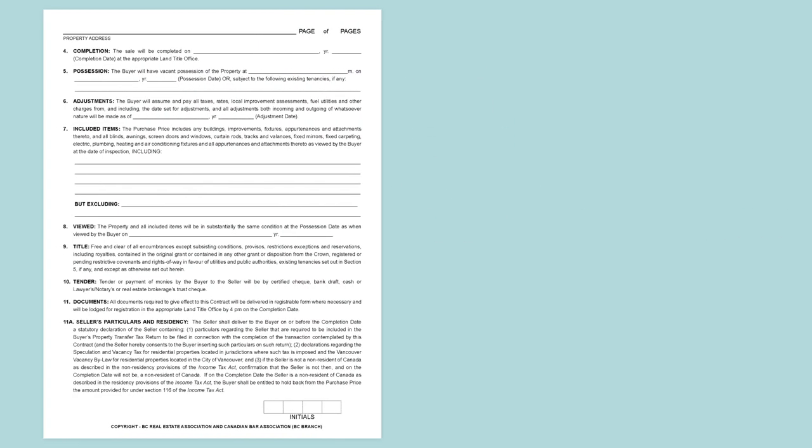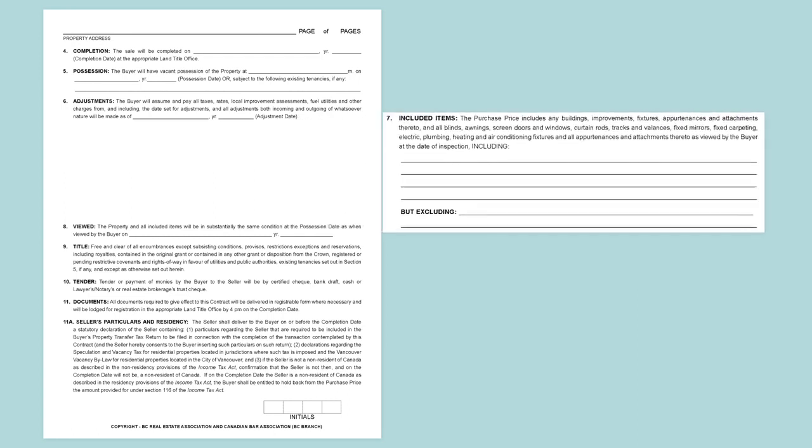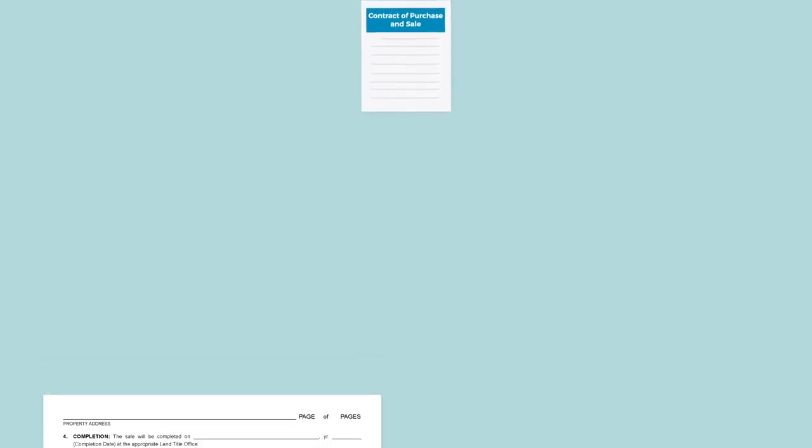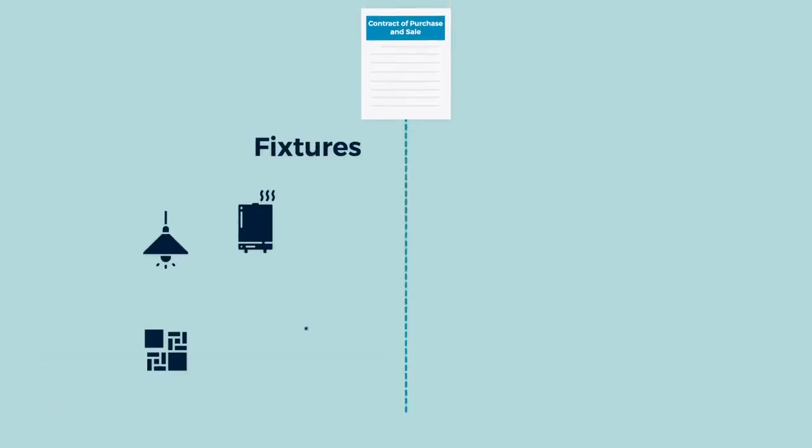Fixtures and chattels. This section lists the items that are to be included and excluded as part of the purchase and sale. There are two classifications of items: fixtures and chattels. Fixtures are generally objects or improvements made to a property that are attached, physically affixed to the property, or cannot be removed easily without causing damage. Hot water tanks, built-in cabinets, lights, and flooring are examples of fixtures. The contract of purchase and sale provides that fixtures are included in the purchase and sale of the property unless they are specifically excluded in the agreement.